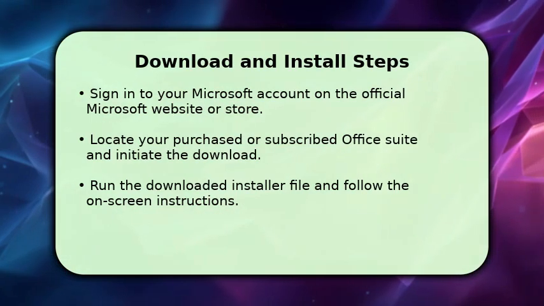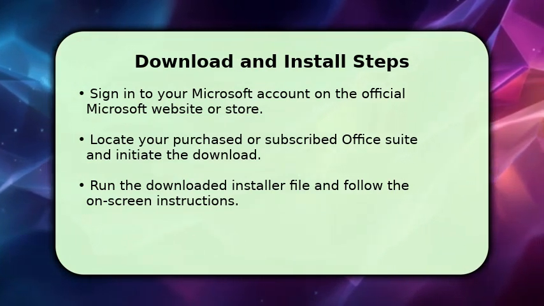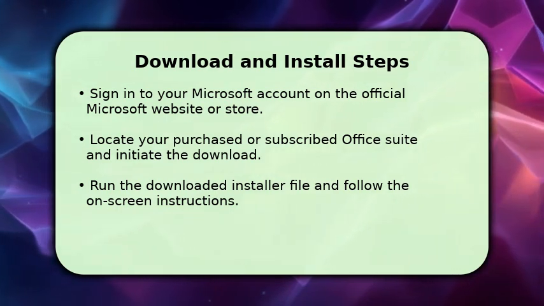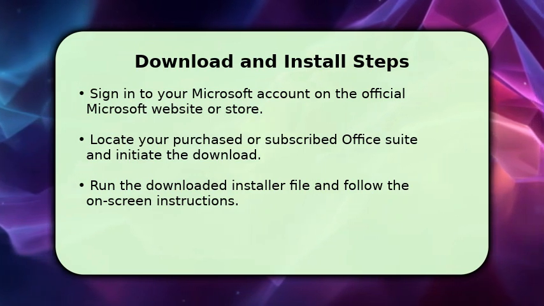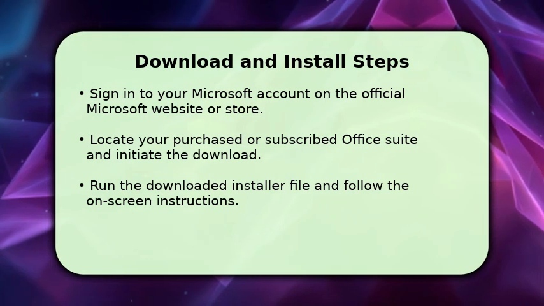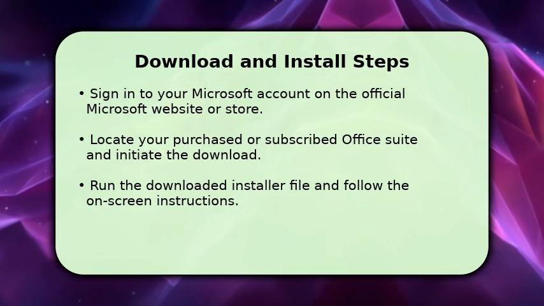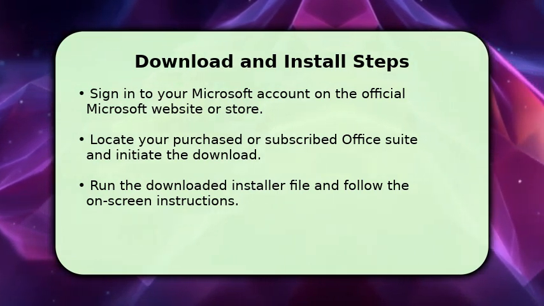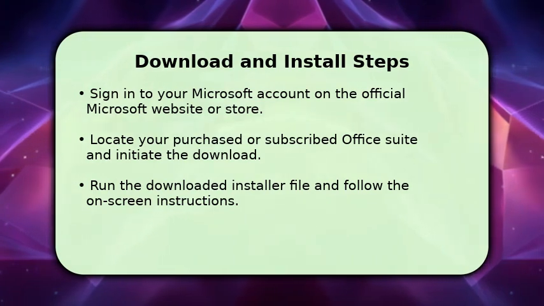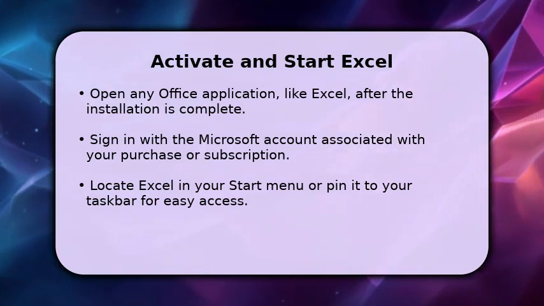Once you've chosen your preferred Excel option, the next step is downloading and installing. For subscriptions or one-time purchases, visit your Microsoft account page online. There, you'll find an Install Office button. Click it to download the setup file, which is typically a few hundred megabytes. After downloading, simply run the file and follow the prompts to install the entire Office suite, including Excel, onto your computer. After installation, open Excel from your computer's Start menu.